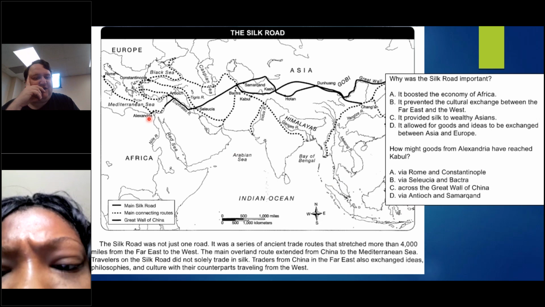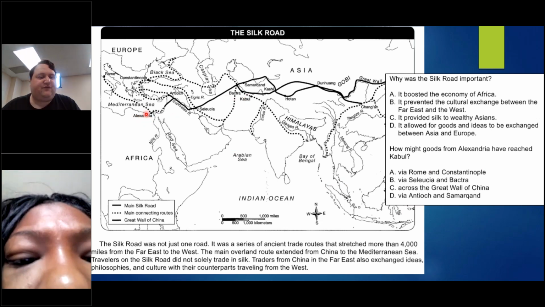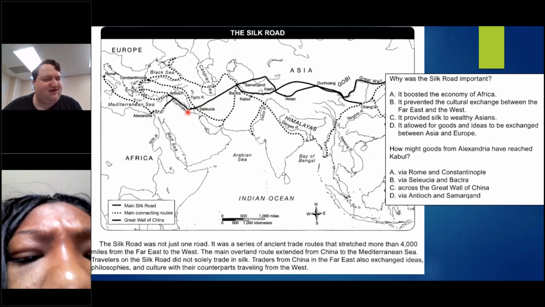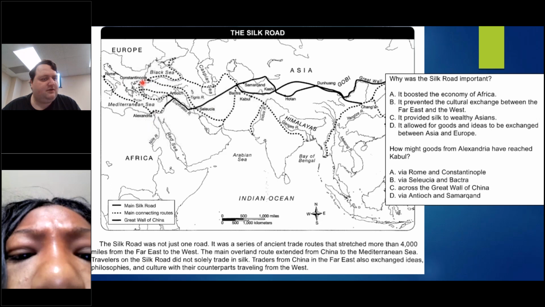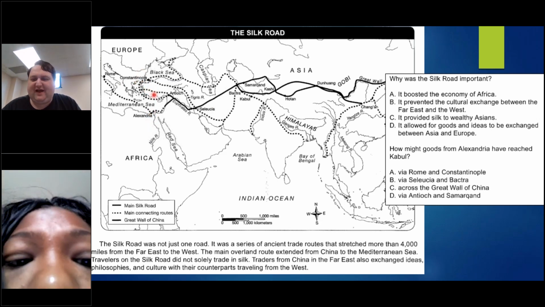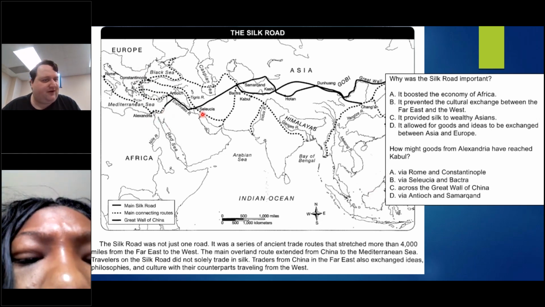So if you look, this is the city of Alexandria. That's Kabul. So how do you get from one to another? Well, I want to look along the trade routes, the lines that they have. So what places do I visit? Do I visit Constantinople? Constantinople is up here. If I want to go from here to here, am I going to go up there to Constantinople? No, that's going to take me the wrong way. So it's not going to be via Rome and Constantinople. They're up there. I don't need to go over there.